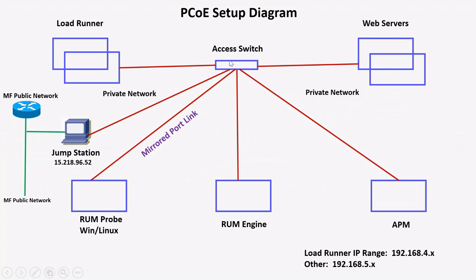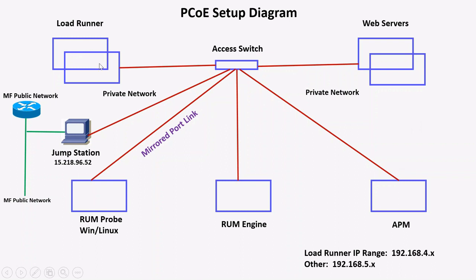Let me show this. So this is our PCOE load environment actually. This is all in a private network, because we don't want to release this heavy traffic, which is in Gbps, to the public network. So everything we put in a private network. We have a jump station here. This is the public main network. From the jump station you can access the entire environment here.